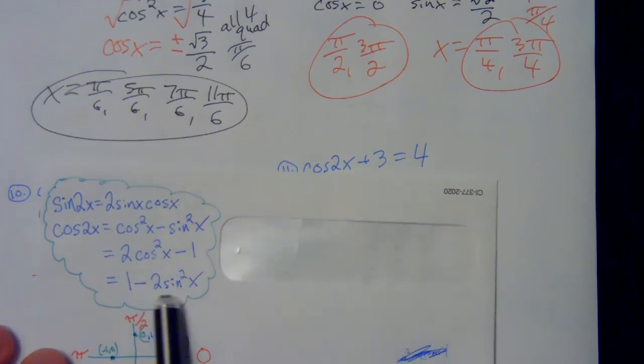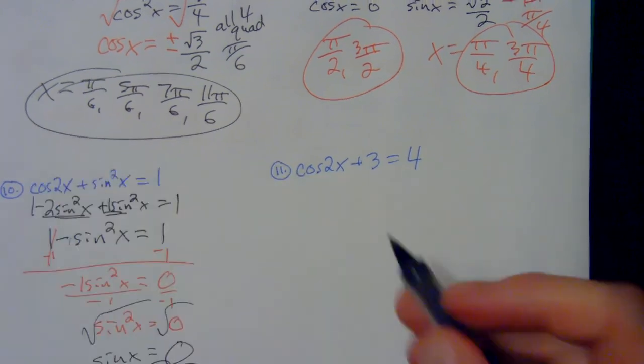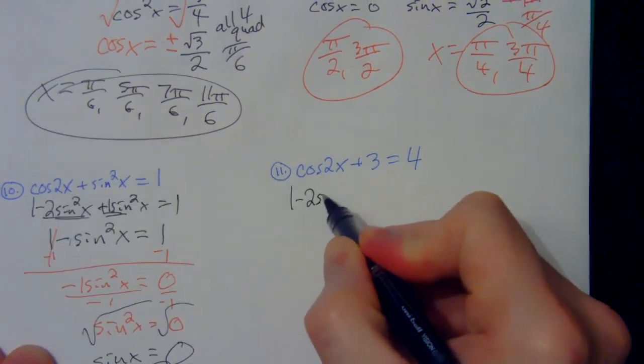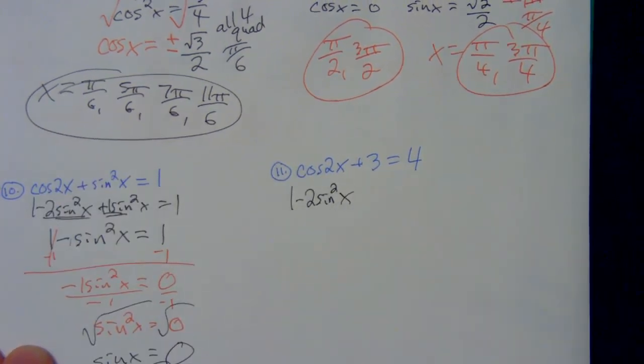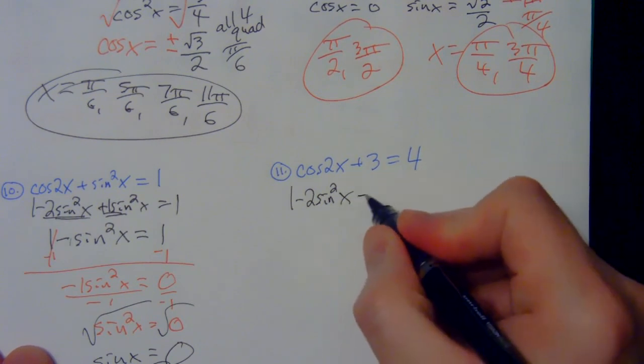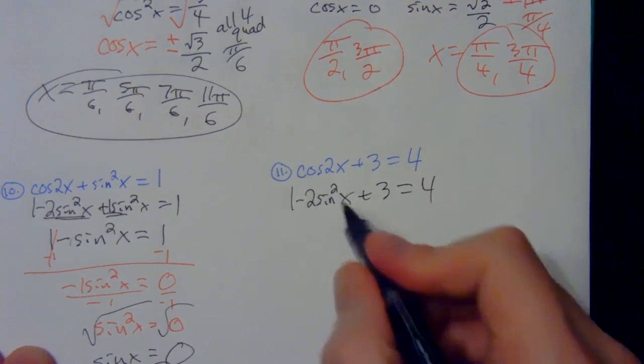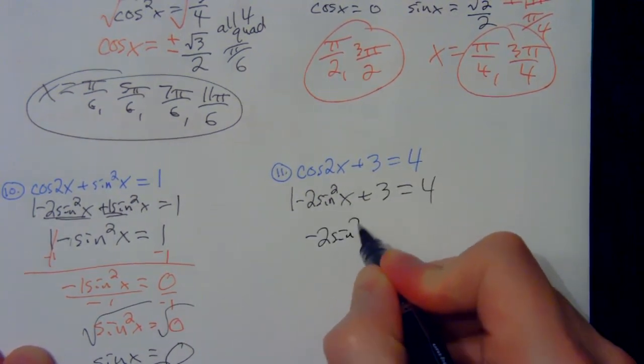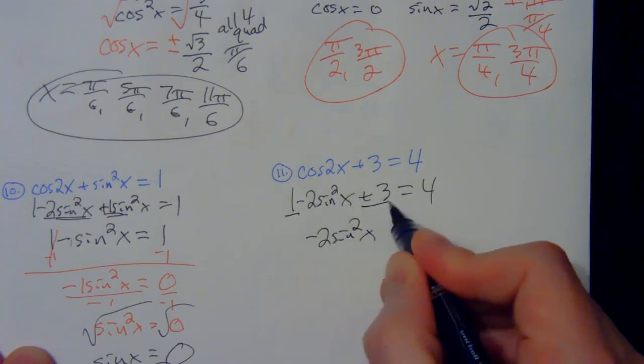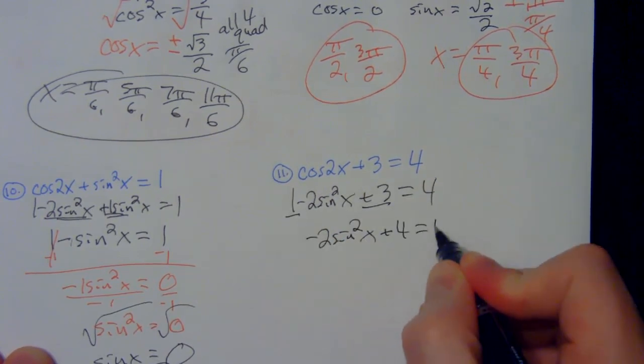Just for fun, I'm just going to pick this bottom one, and I'm going to make that 1 minus 2 sine squared x, just because we used the other one on a couple of them. So now we use this one on a couple of them. Drop down to plus 3, and then this will give us negative 2 sine squared. This is a positive 1, positive 3, so that gives us a positive 4.